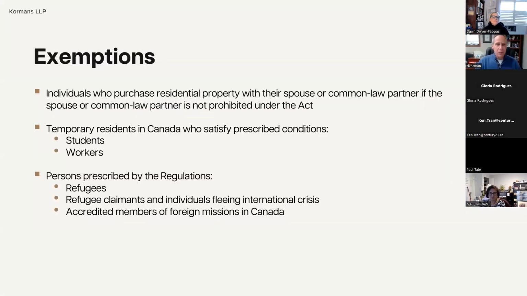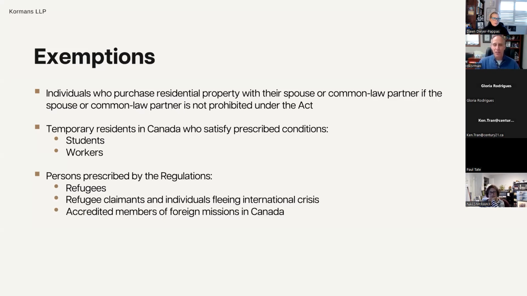There are other exemptions that they're giving you under this law too. This is an important one: if an individual is buying a residential property with their spouse or common law partner who is not prohibited from buying, meaning they are a Canadian, they are not a non-Canadian under the definition, then the fact that a spouse who is a non-Canadian is buying with them does not taint this, okay?